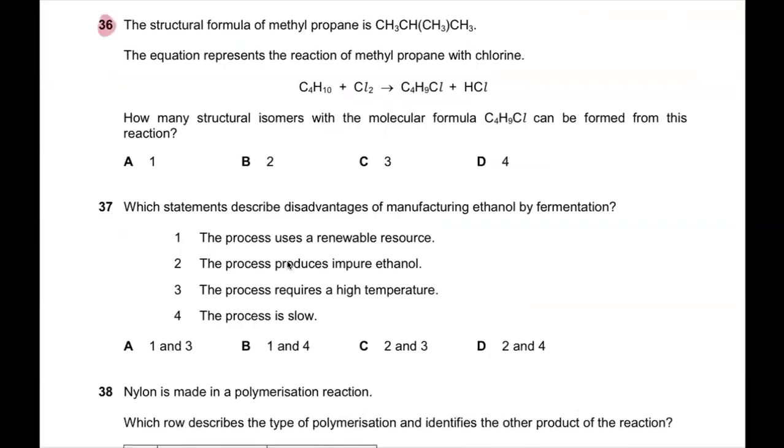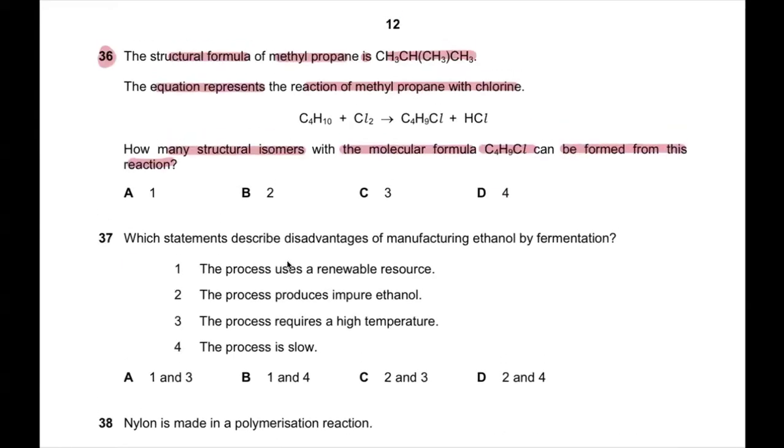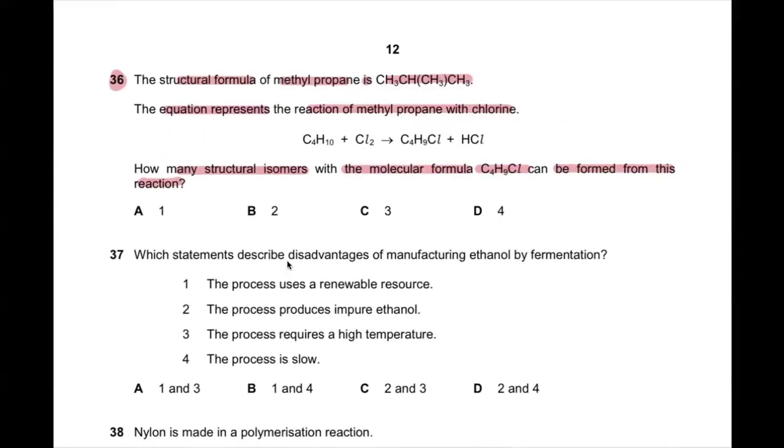Now MCQ number 36. The structural formula of methylpropane is shown. The equation represents the reaction of methylpropane with chlorine. How many structural isomers with the molecular formula C4H9Cl can be formed from this reaction? Okay, so first look at the formula of methylpropane. If you see, it has this structure.